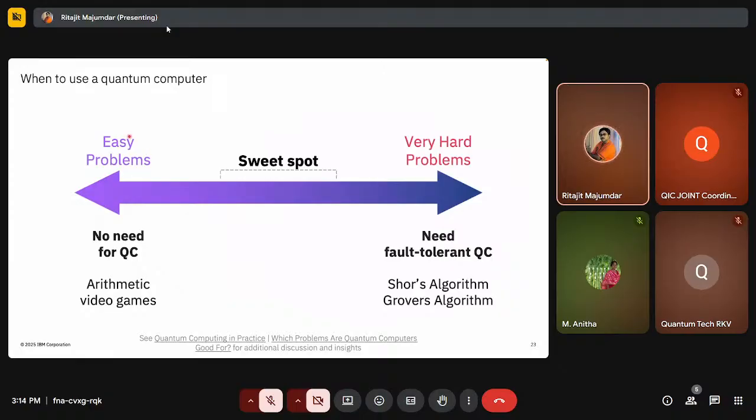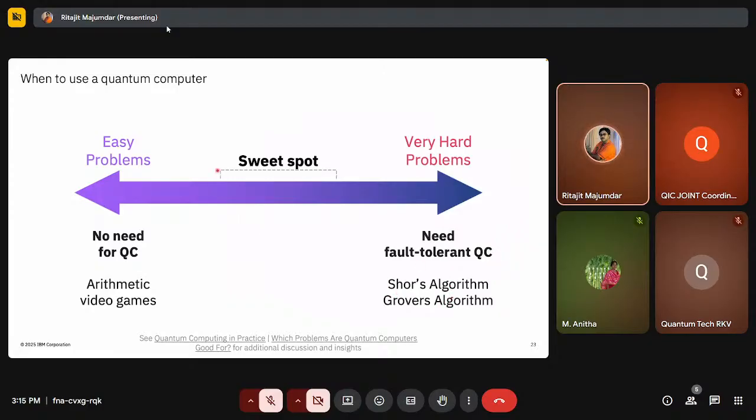As I kept saying, there are some very easy problems. Like how do you do addition? We don't even use calculators, we have it inside our mind, right? You play video games, all of those things. You will not need a quantum computer. At the same time, there are some very hard problems like Shor's algorithm.